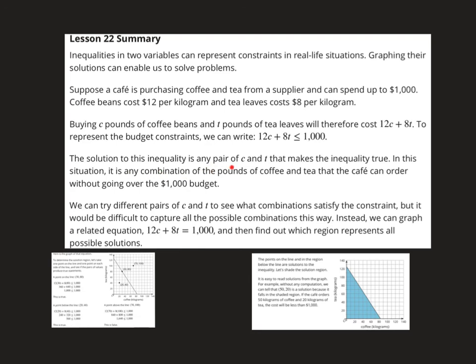The solution to this inequality is any pair of C and T that makes the inequality true. So any combination of C and T that gives you exactly 1,000 or less, right? Now down at the bottom it says, hey, listen, we could try different pairs. We can try different pairs of this thing to see what combinations satisfy, but it would be difficult to capture all of the possible combinations. And so what's easier instead? To graph it, right? To graph the solution would find the region that represents all the possible situations. It's a much more powerful way to go about it, right?